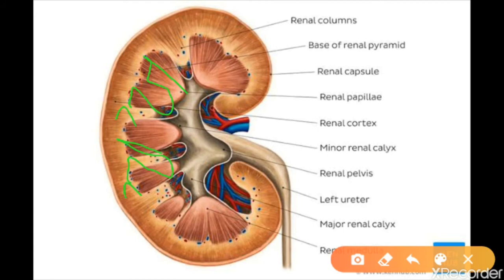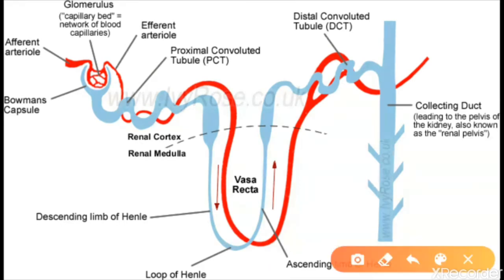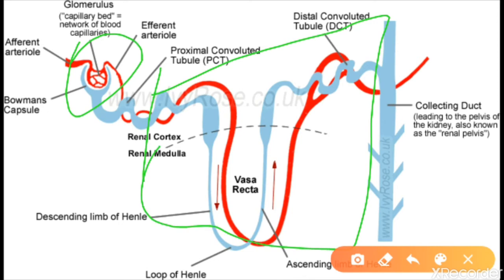Now let's see the structure of nephron. This is the structure of nephron. Actually, the structure of nephron is divided mainly into two parts. This part is called the Bowman's capsule, and all this other part is known as the tubular part.